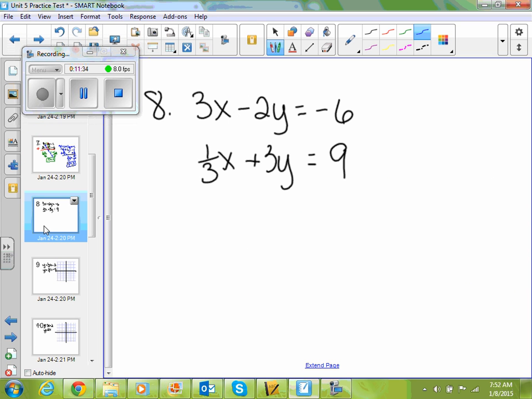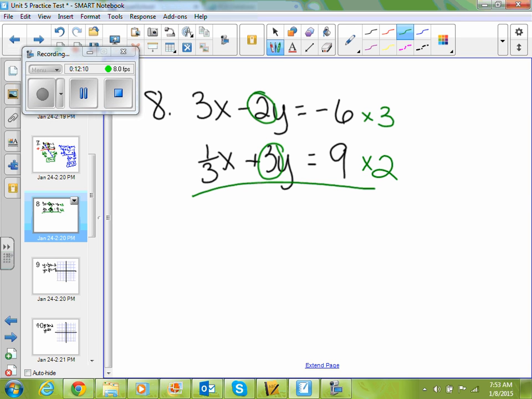If I look at number 8, 3x minus 2y equals -6. 1/3 x plus 3y equals 9. So I kind of have a problem because none of my x's and none of my y's are the same, so I need to make them the same. So if I want to make my y's be the same, then I need to multiply the bottom by 2 and the top equation by 3, multiplied by the opposite. So 2 goes to the bottom, 3 goes to the top.